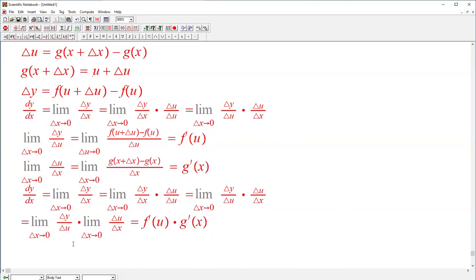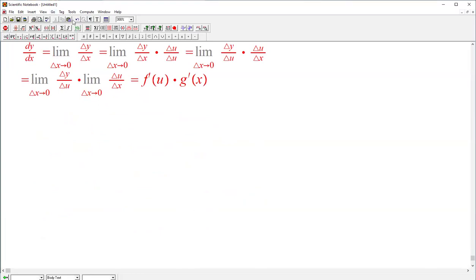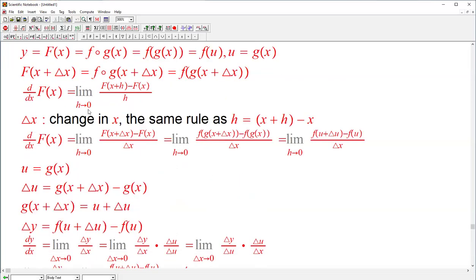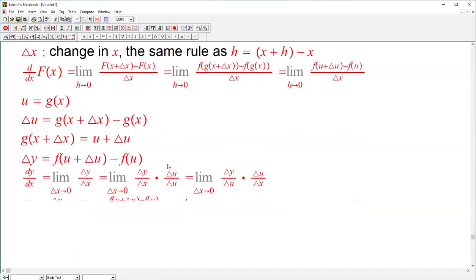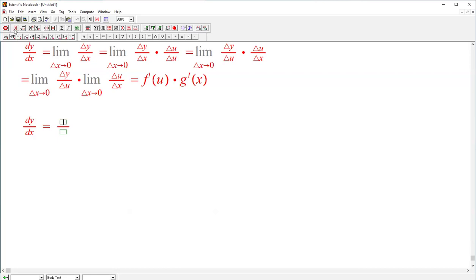So the conclusion is the derivative of this composition function, the derivative of this composite function, which is the derivative of capital F of x or the derivative of f composite g, however you describe it, is equal to the derivative of f with respect to u multiplied by the derivative of g with respect to x.